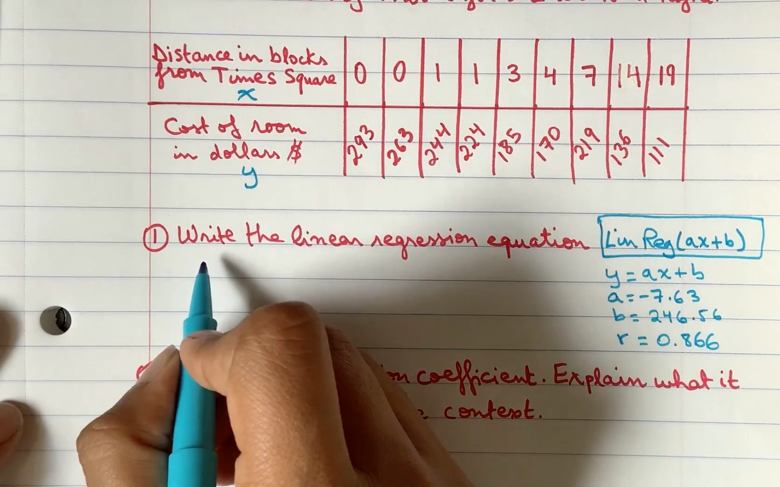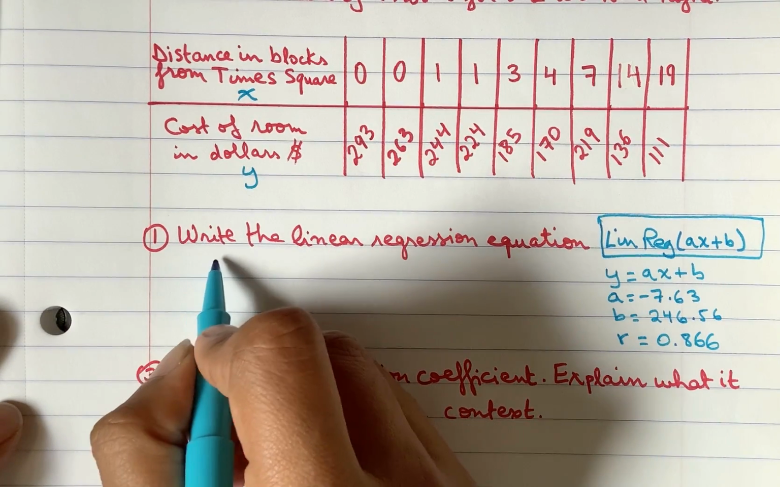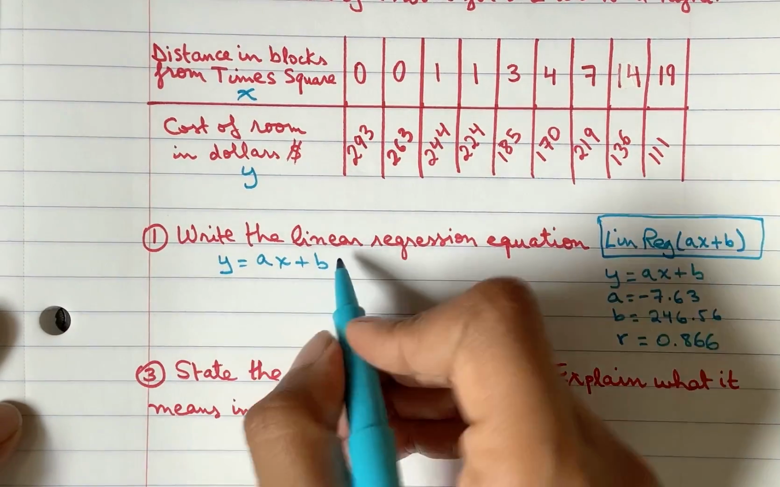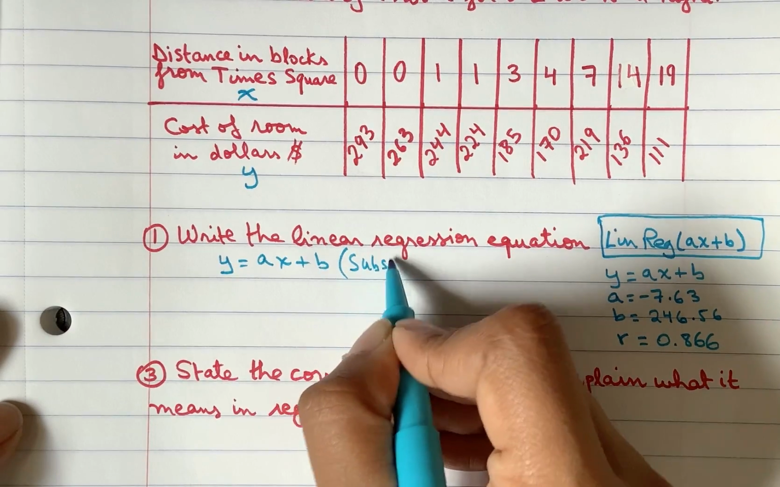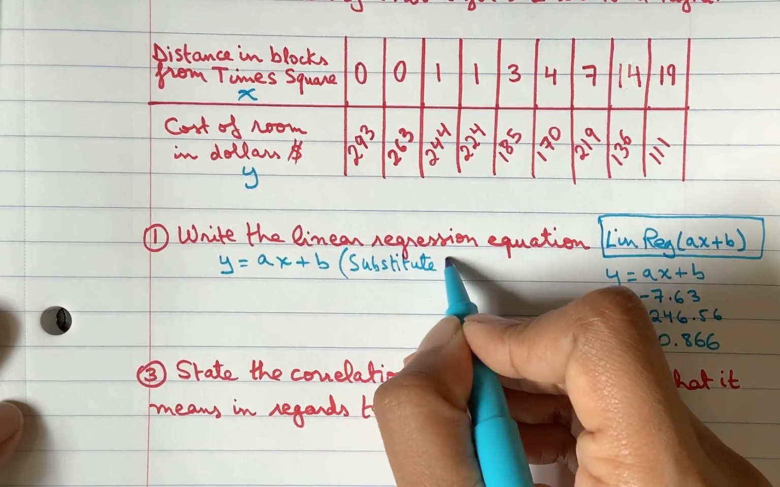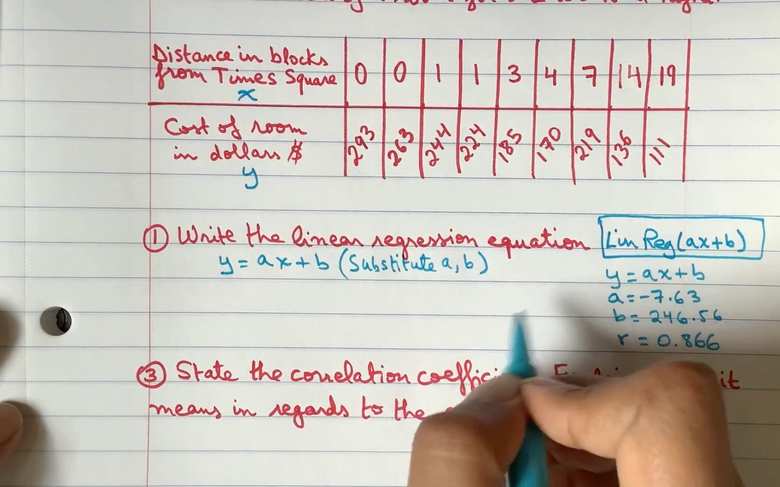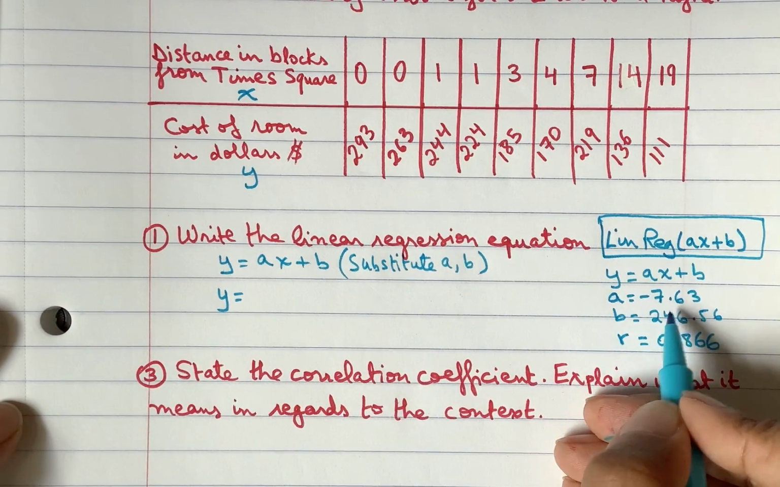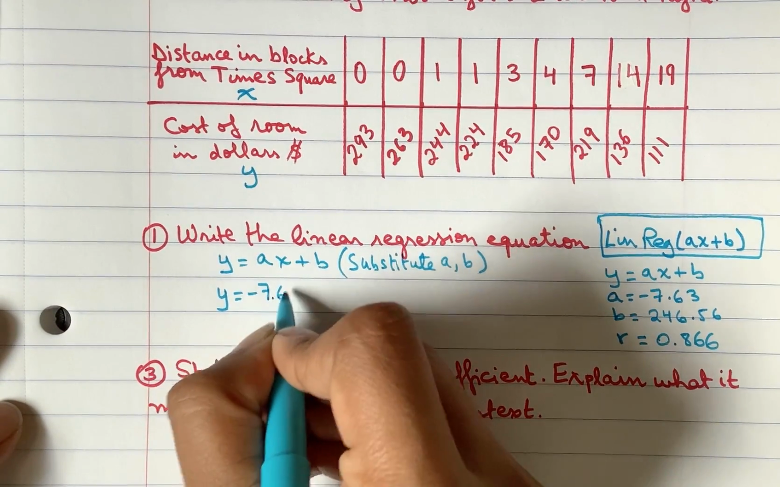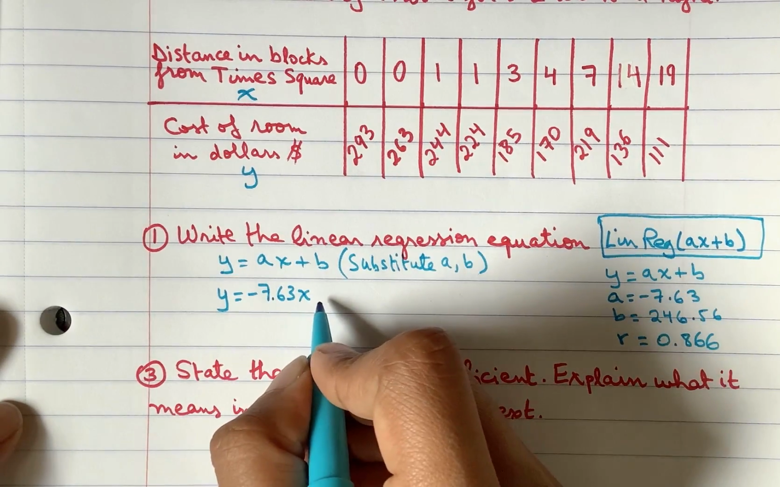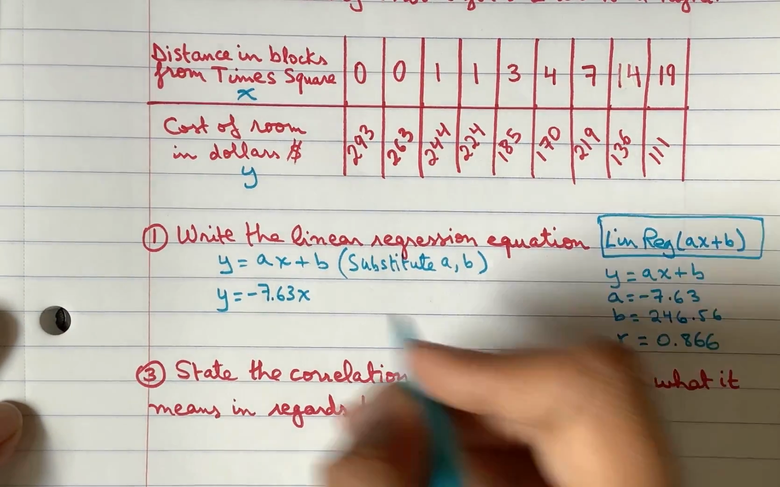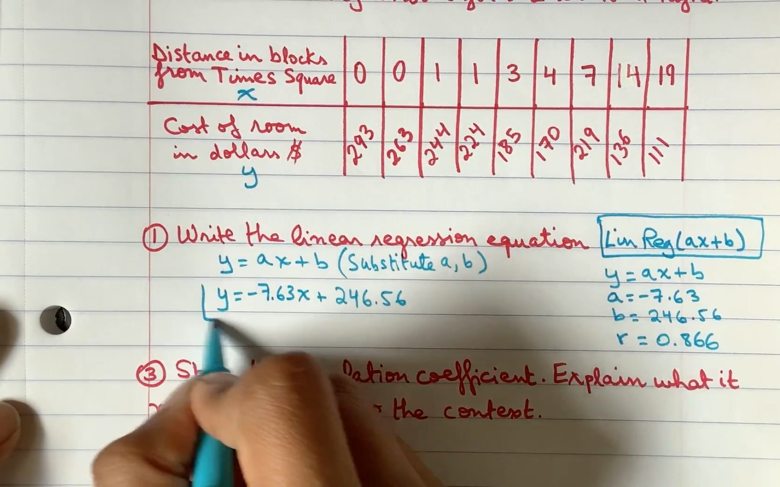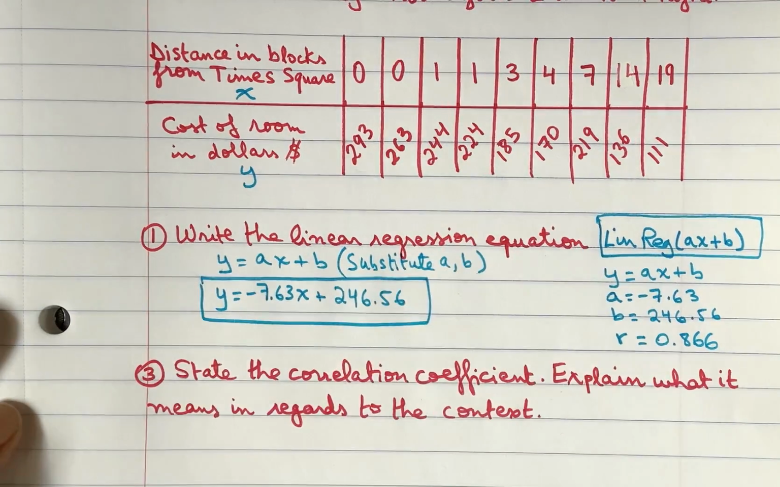So now what I'm going to do is substitute the a and b value into the equation. I have y equals ax plus b, so I substitute a and b into the equation. Then I end up with y equals, my a value is negative 7.63, so negative 7.63x, and the b value is 246.56, so plus 246.56, and that's it for the answer.